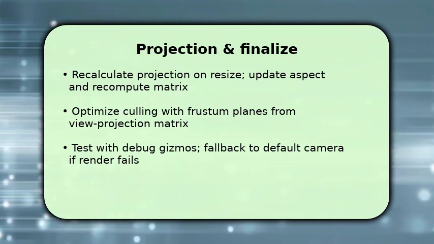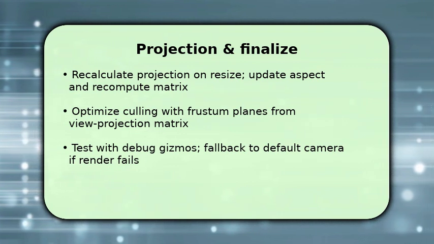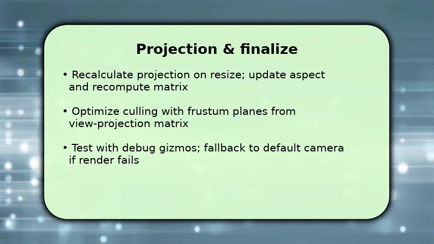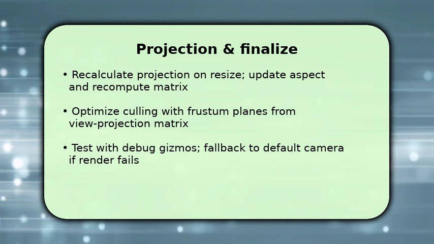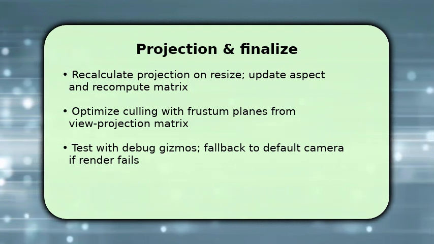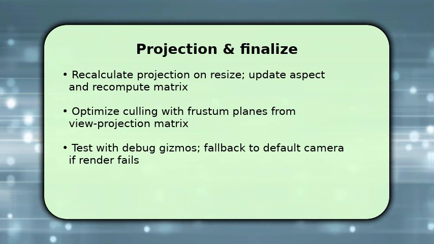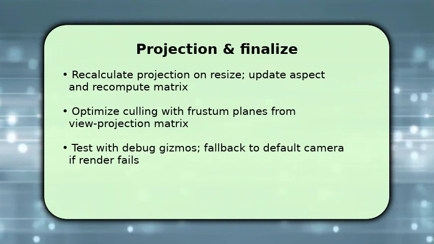Finally, add debug gizmos for camera axes and a fallback default camera so rendering can continue if your camera throws an error. If the view is black, check near/far values and matrix order first as the primary troubleshooting tip.